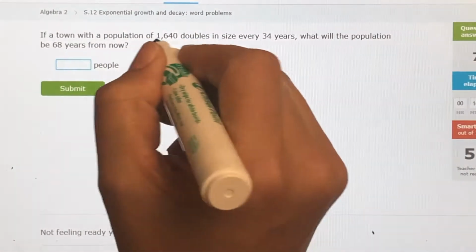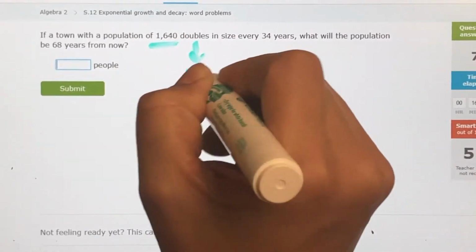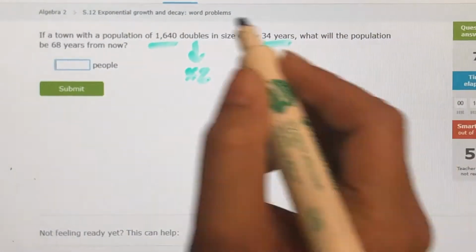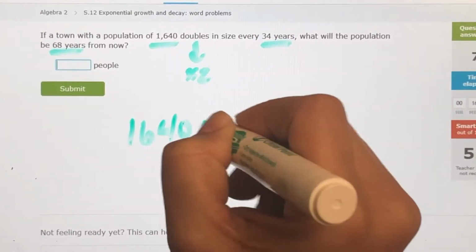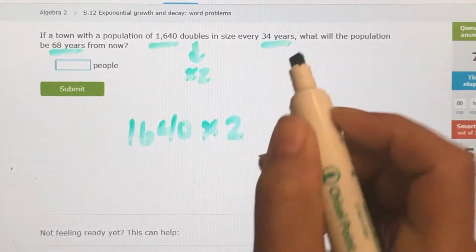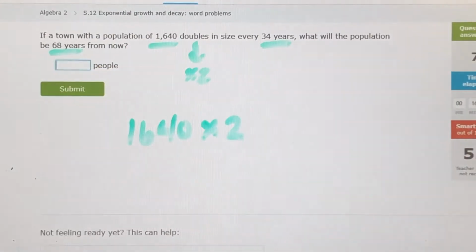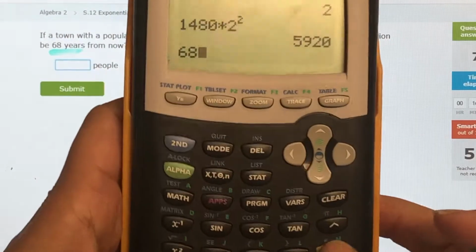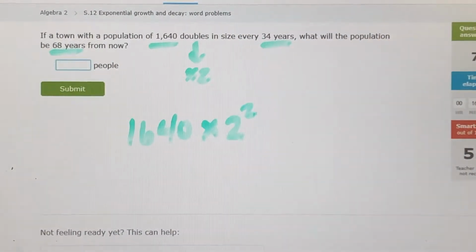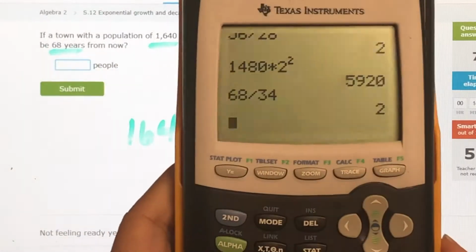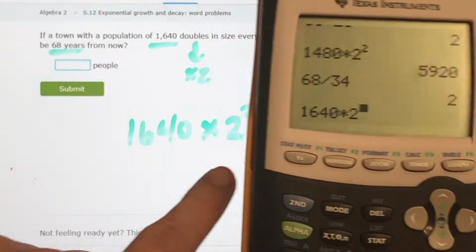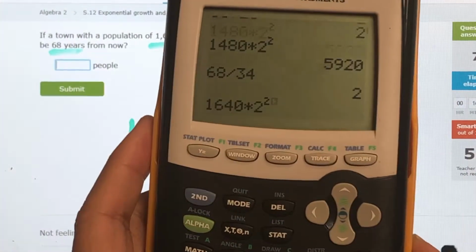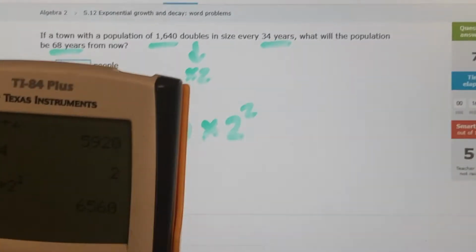Again, here's your population. It doubles. What does that mean? You multiply by 2. Every 34 years, what's the population 68 years from now? So you start off with 1640. You're going to double it how many times? How many times does 34 go into 68? So you're going to do 68 divided by 34, which gives you 2. So it goes 2 times. So you're going to double it twice, and you just put that in the calculator. So 1640 times 2 raised to the power of 2. So 6560.